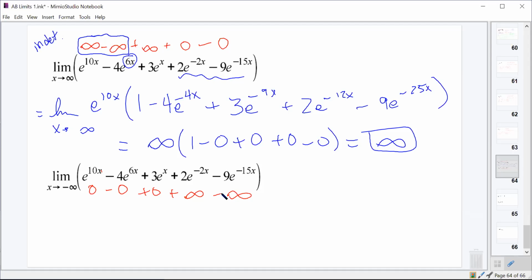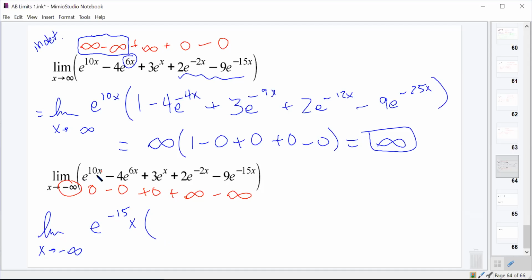So we'll factor out what? What should we factor out this time? Since we're doing negative infinity, which ones are causing the problems? The higher degrees, right? So the positive ones are all 0, but the negative exponents are all giving me these infinities minus infinity, and it's causing the problem. So if I could get rid of the negative exponent, let's factor out e to the negative 15x, then that should solve the problem.